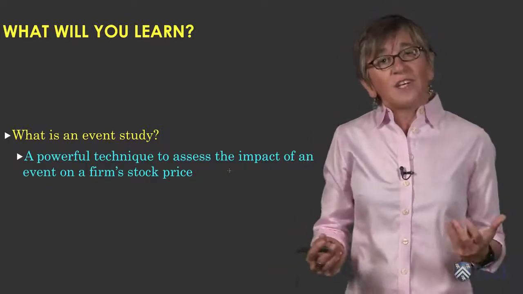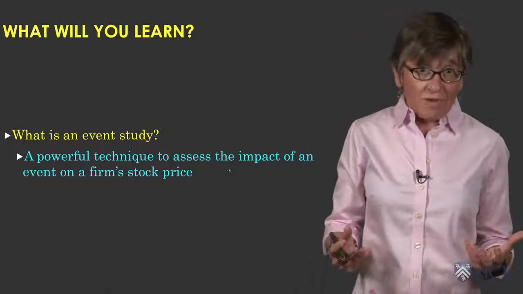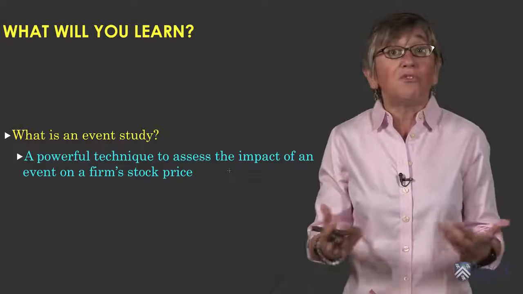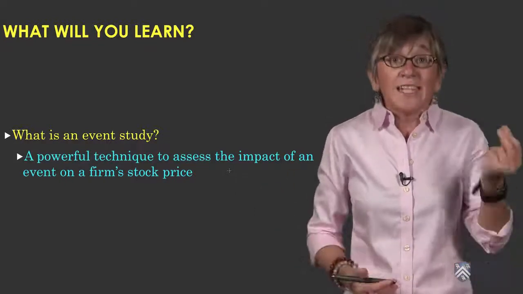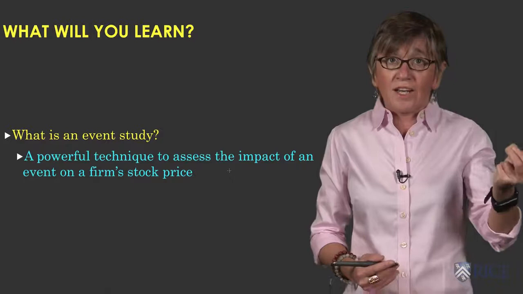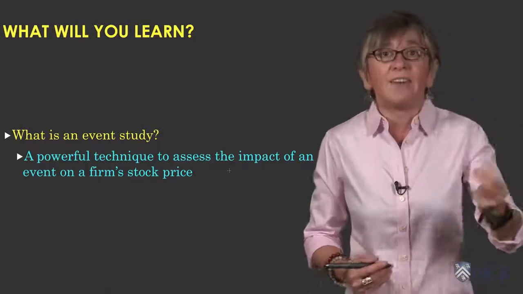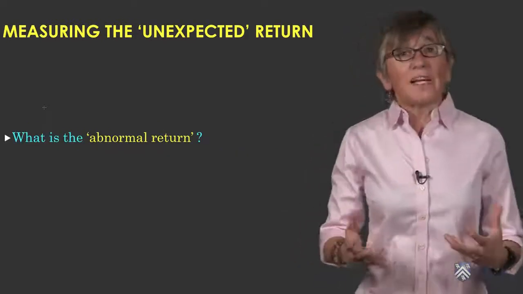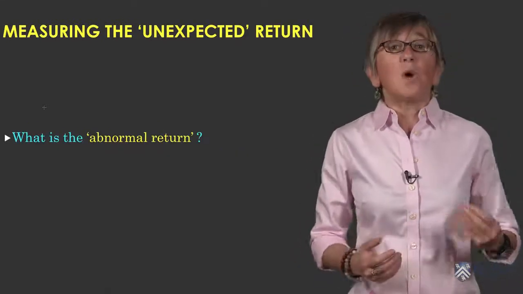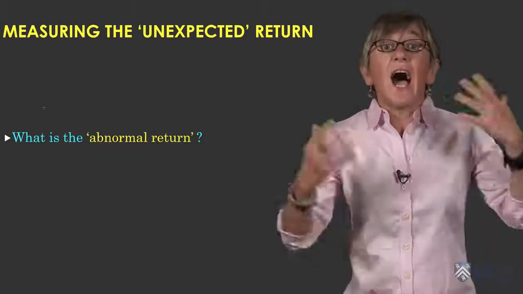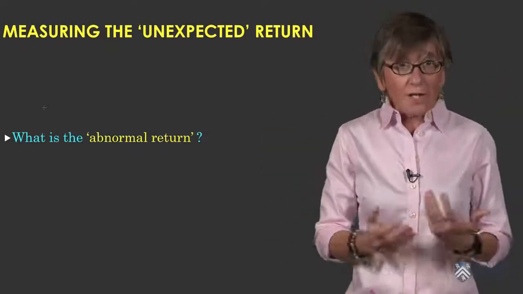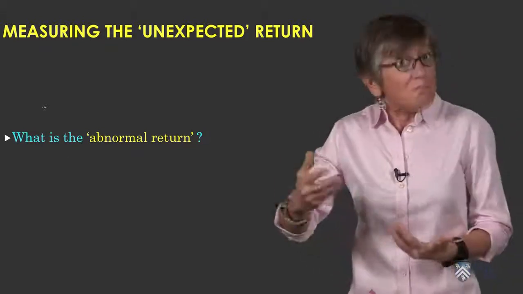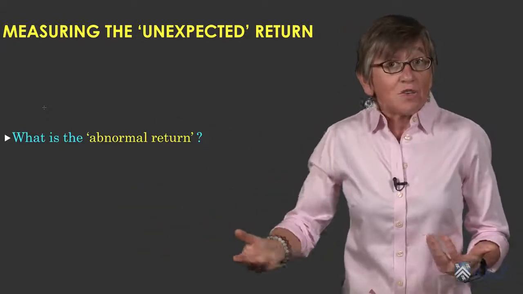Now, of course, this is easier said than done, right? Because prices move in response to a wide range of economic news every minute, every day, and identifying and isolating the part that is just due to that particular announcement is not an easy exercise. So to assess the impact of a particular event on a stock price, what we really want to measure is the unexpected or the abnormal return. In other words, the difference between the actual return and what we might have expected otherwise. So how do we do that?